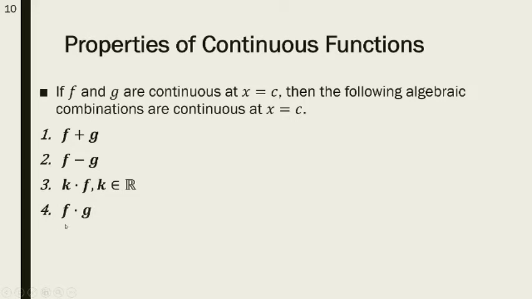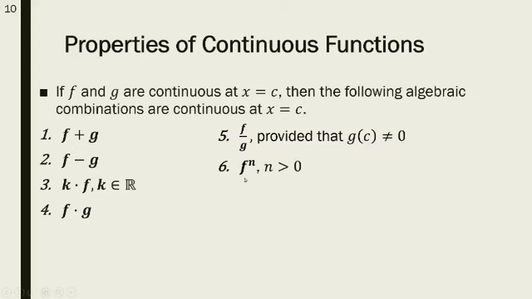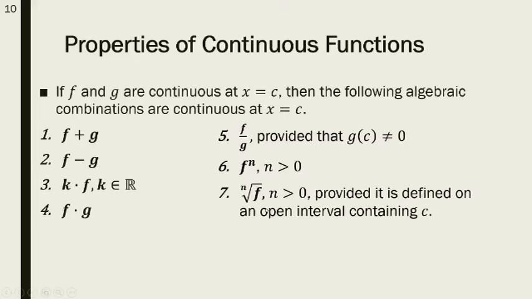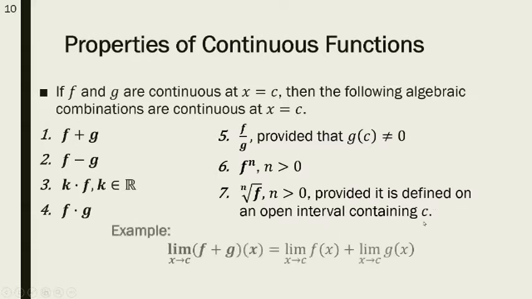Number 4 is the product of functions, f times g. Number 5, we have the quotient of functions, f over g, provided that the function value g of c is not equal to 0, since it will become undefined or indeterminate. Number 6, we have the nth power of a function, where n is a positive number. And lastly, we have the nth root of a function, where the index of the root is positive, provided that the nth root is also defined on an open interval containing c.